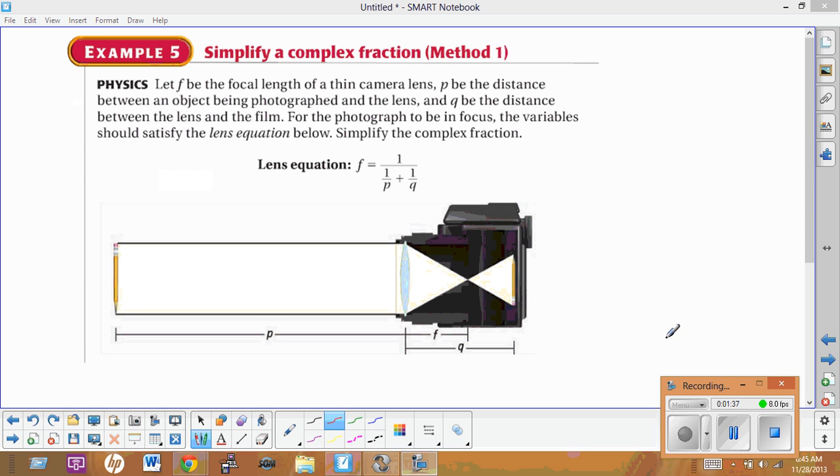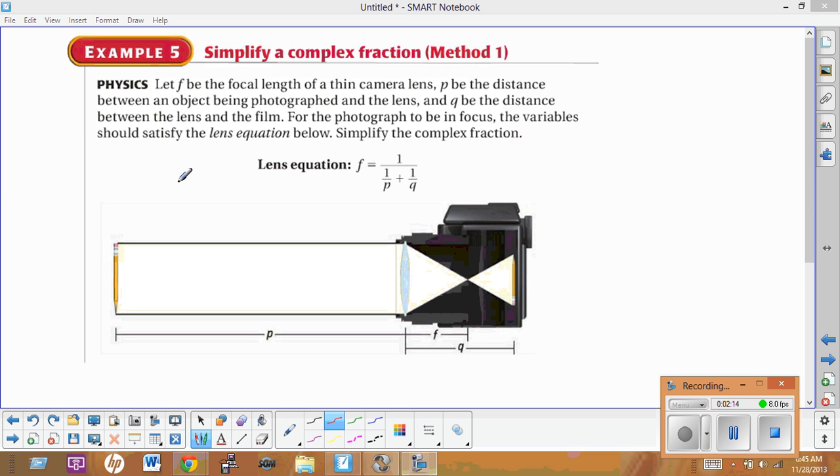Okay, to start off, we're going to take a look at a word problem. This one's on physics, it's example 5, and you don't have to write it down in your notes. So let's go ahead and read it and see how it's put together. It says, let f be the focal length of a thin camera lens, p be the distance between the object being photographed and the lens, and q be the distance between the lens and the film. For the photograph to be in focus, the variables should satisfy the lens equation below. Simplify the complex fraction.